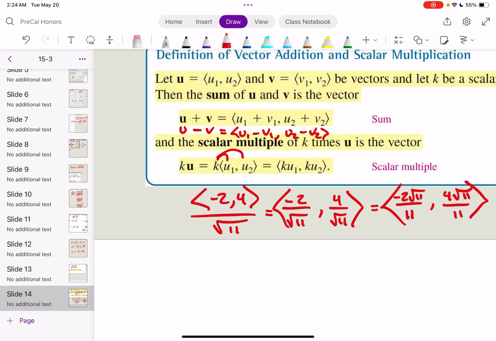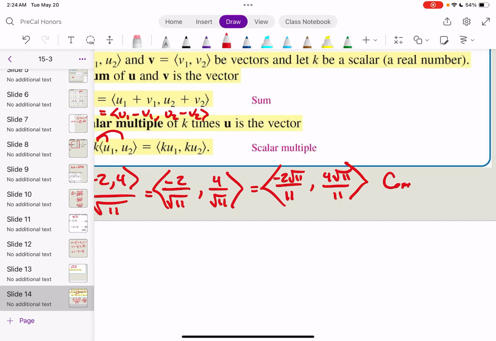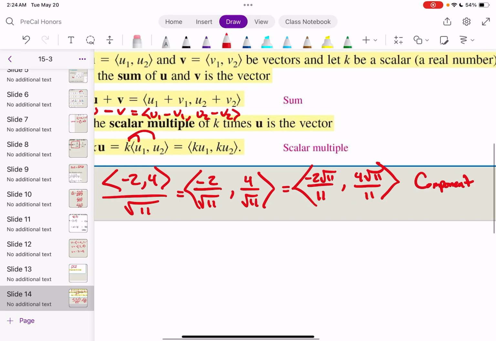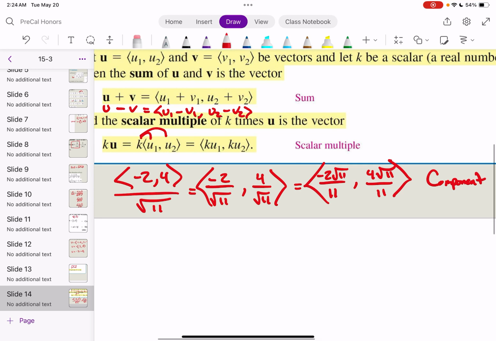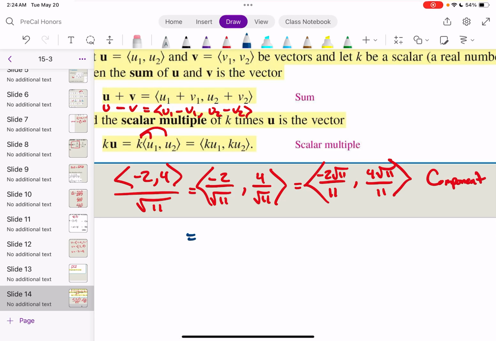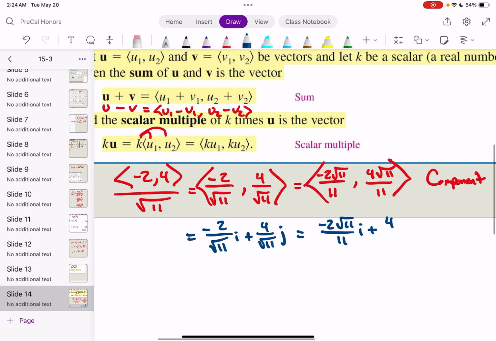Now this would be in component form, but we do have the ability to also change this into standard form. So this would be the same as writing our problem above as -2 over the square root of 11 i plus 4 over the square root of 11 j. And if you were rationalizing, it would be the same as -2 square root of 11 over 11 i plus 4 square root of 11 over 11 j.